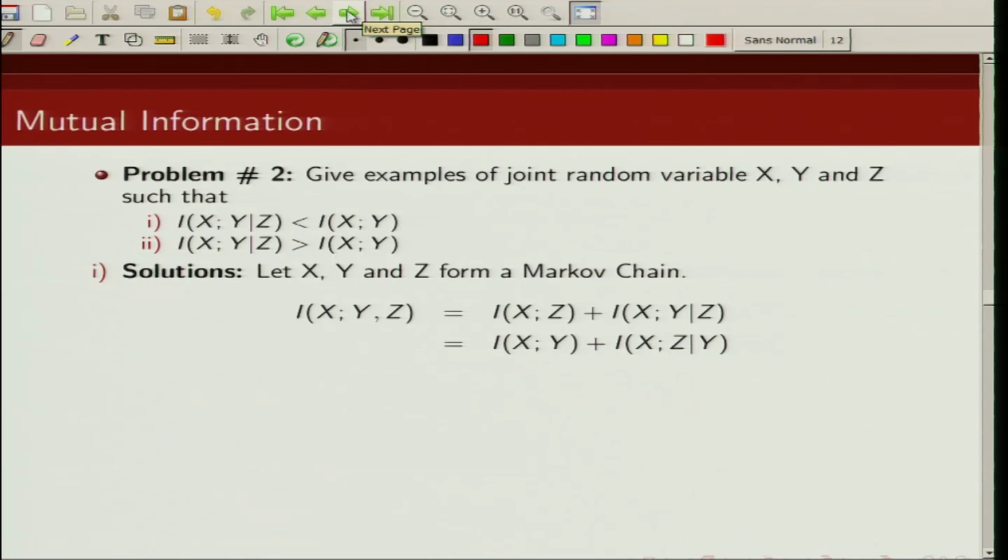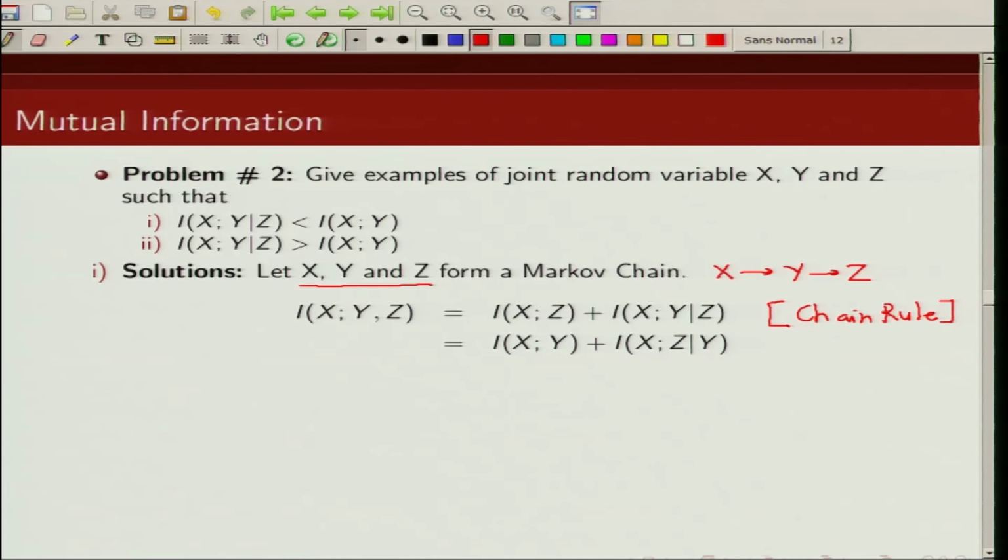So to prove the first case, we will take an example. Let us assume that x, y and z form a Markov chain. So if x, y and z form a Markov chain, then the probability of z given y and x is equal to the probability of z given y. Now let us first write the mutual information between x and y, z using the chain rule. This is an application of the chain rule for mutual information.